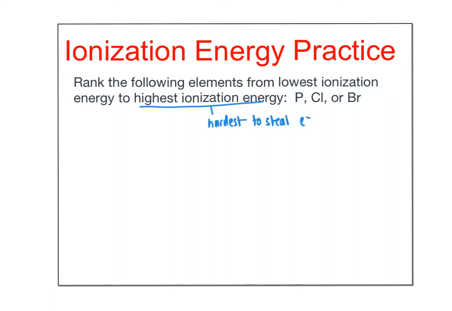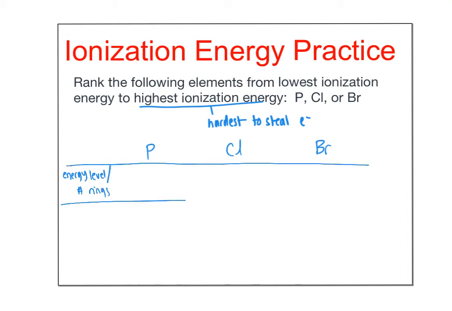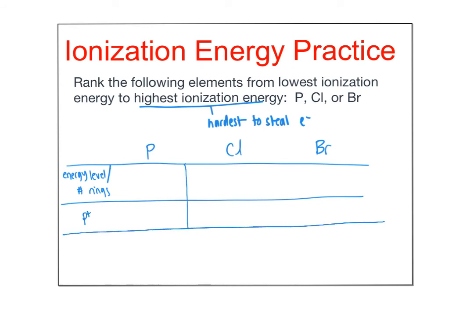So let's make our little kind of summary chart. We have phosphorus, we have chlorine, we have bromine. We want the energy level, which is the same as the number of rings for us. And then if necessary, we need the protons. All right. Phosphorus, let's find that bad boy. Third row, third energy level. Chlorine, also third. Bromine is in the 4th.